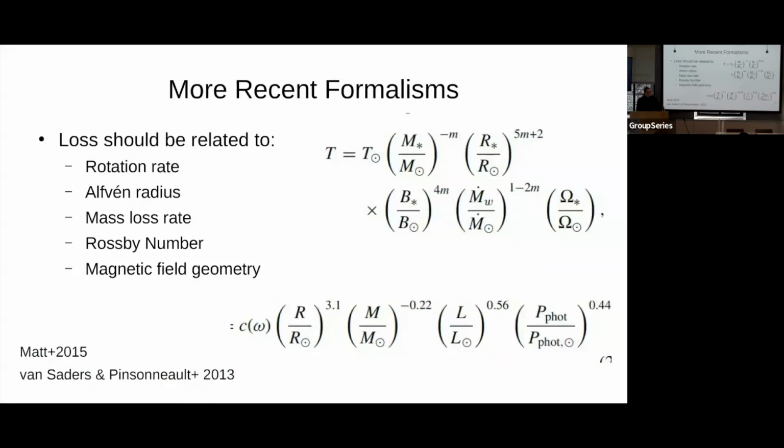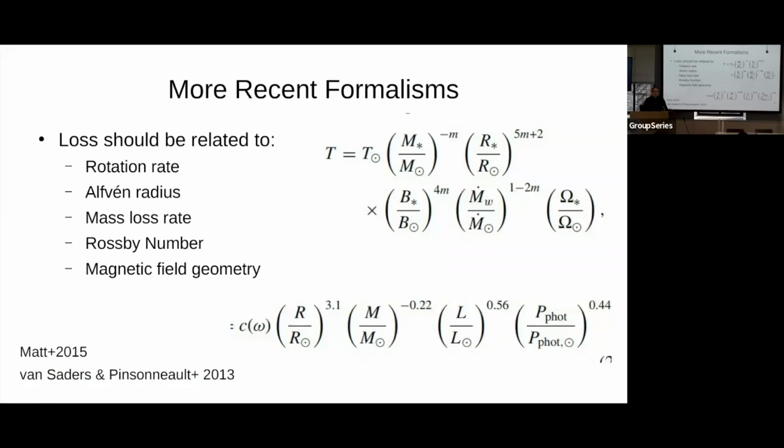In more recent years, we've realized that the rotation and magnetic fields and winds should be a little bit more complicated than that. And so people who are doing 3D hydrodynamic, magnetohydrodynamic simulations are arguing that the evolution in the wind loss should be related to things like the rotation rate of the star, the Alfvén radius, the magnetic loss, the mass loss rate, the convective overturn timescale, the magnetic geometry, all of these things, which they parameterize by things like scalings with the luminosity of the star, scalings with things like the radius of the star, the photospheric pressure, and the convective overturn timescale.